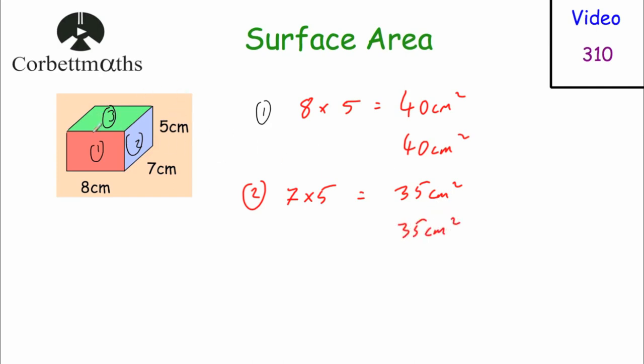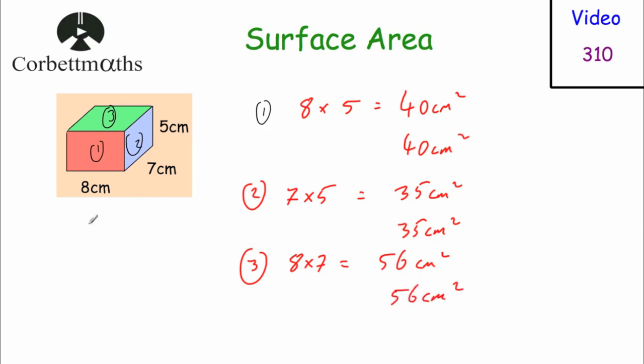And then the top, which is face 3, has a width of 8 and a length of 7, because you've got 8 here, so that's going to be 8 there, and the 7 here will be there. So we've got 8 times 7, and 8 times 7 is 56 centimetres squared. And the top will be the same as the bottom, so we've got another 56 centimetres squared.